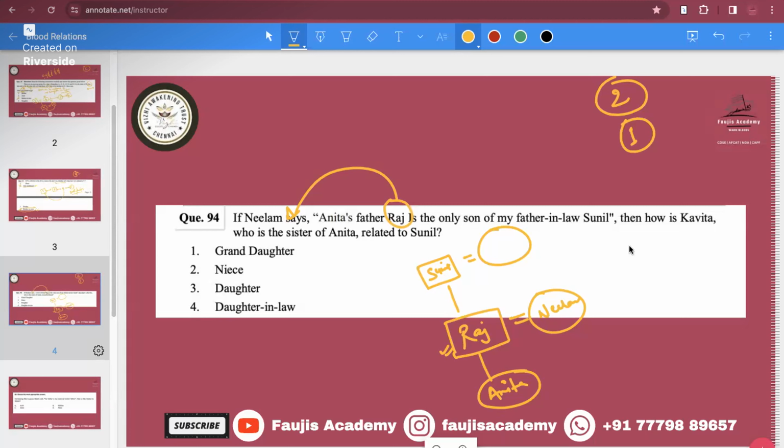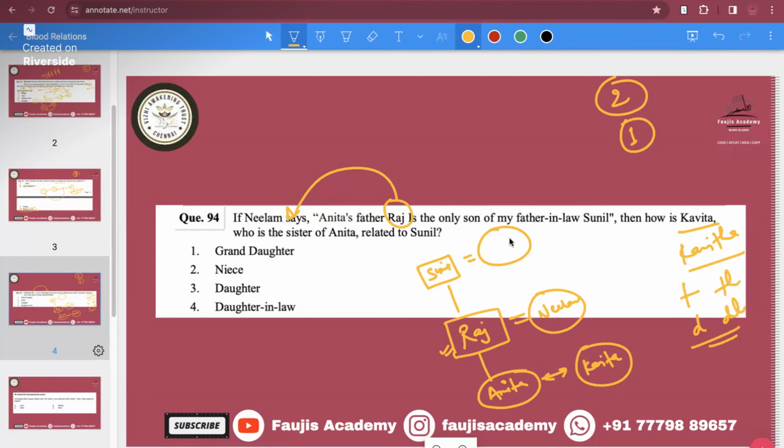Okay, then how is Kavita, who is sister of Anita? You know, in South India, you write it like K-A-V-I-T-H. We have T and TH. We have D and DH. Both of these we have.